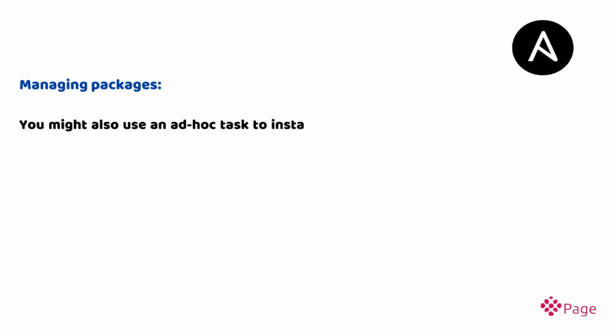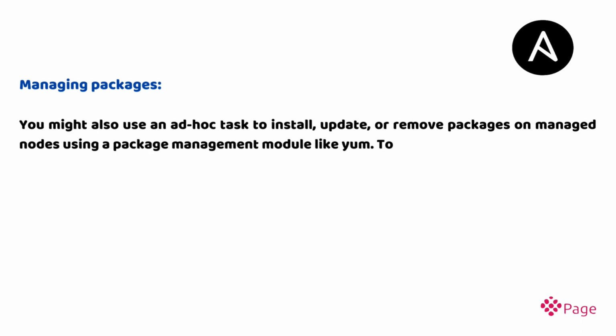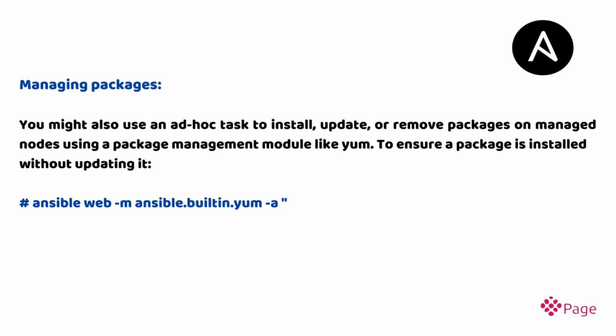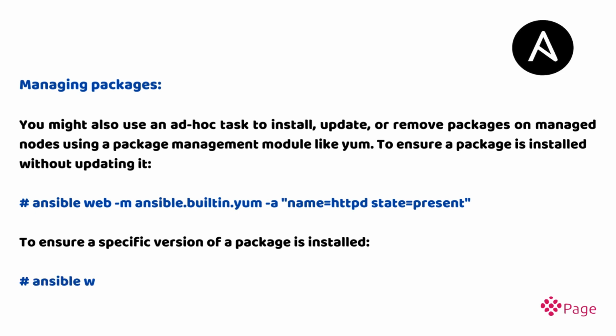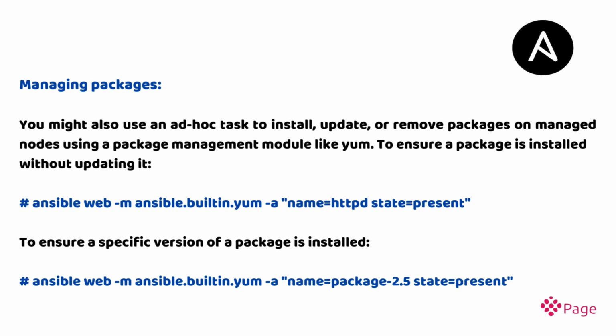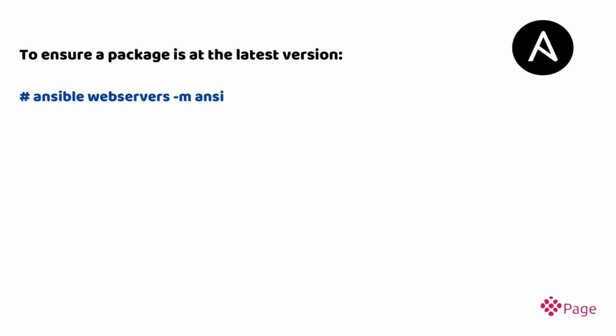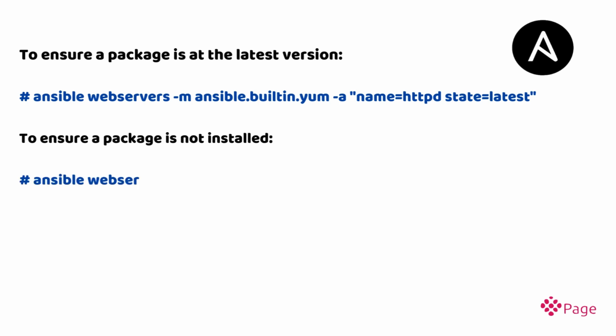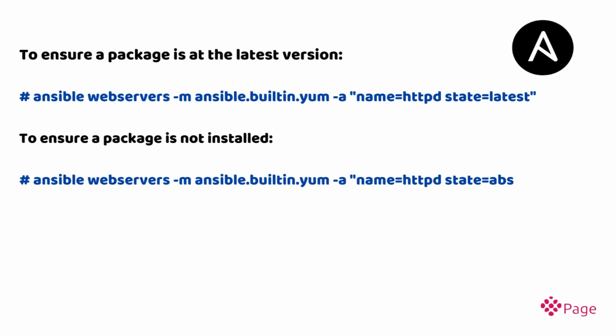Managing packages. You might also use an ad hoc task to install, update, or remove packages on managed nodes using a package management module like yum. To ensure a package is installed without updating it. To ensure a package is at the latest version, ansible webservers -m ansible.builtin.yum -a "name=httpd state=latest".